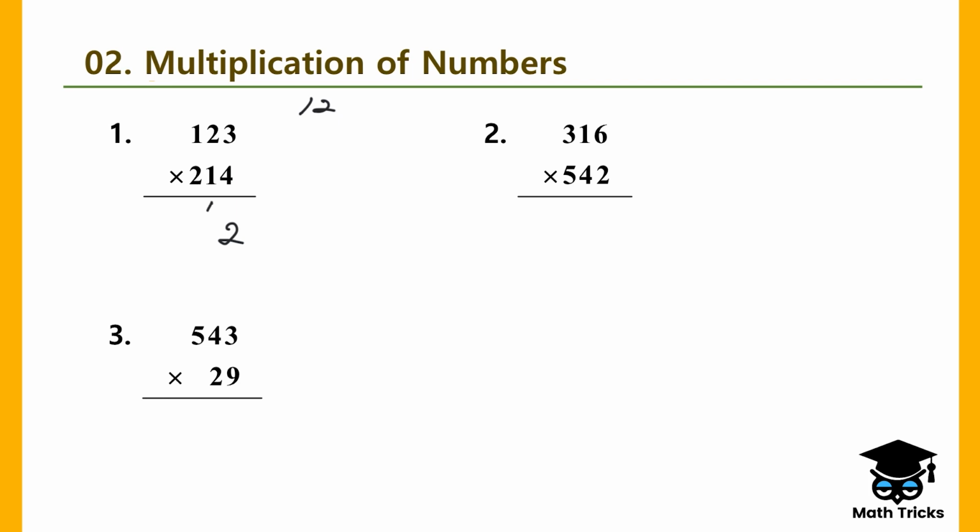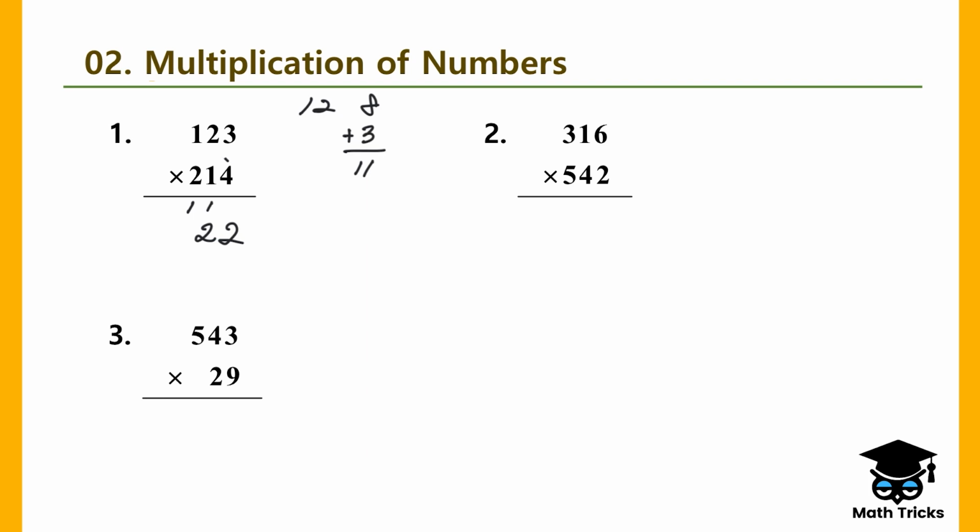Next, multiplication of these two numbers and these two numbers. 2 times 4, that's 8. 3 times 1, that's 3. So the sum of these two is 11. So 11 plus 1, that's 12, right? So 1 goes up here, 2 here.